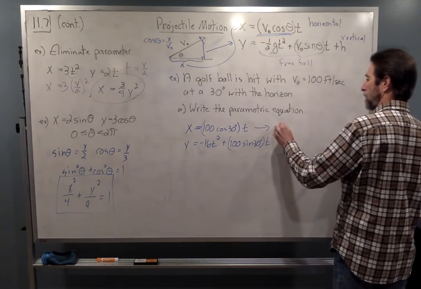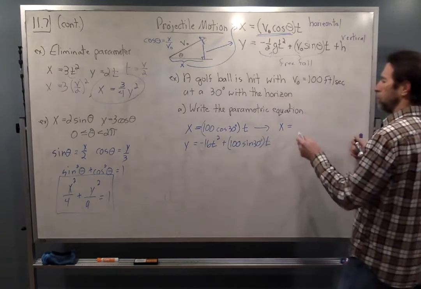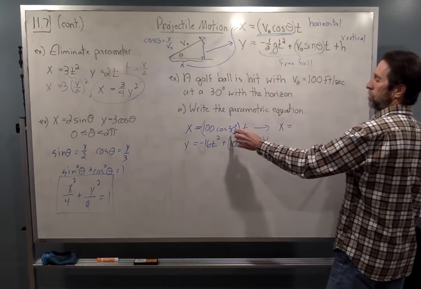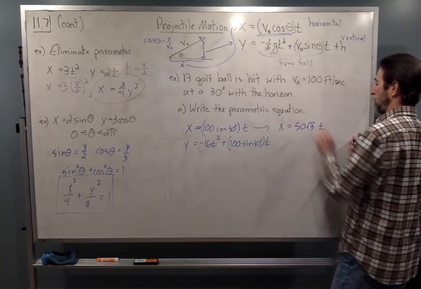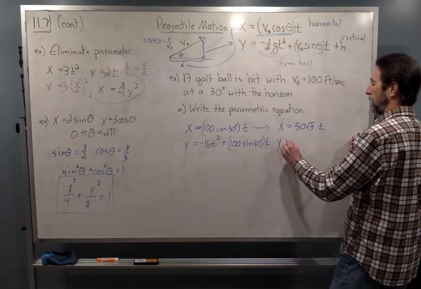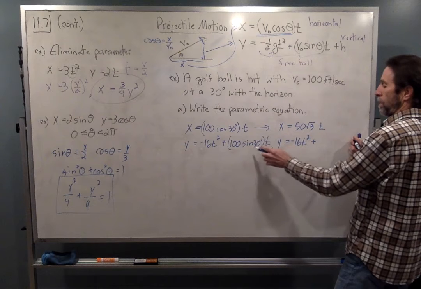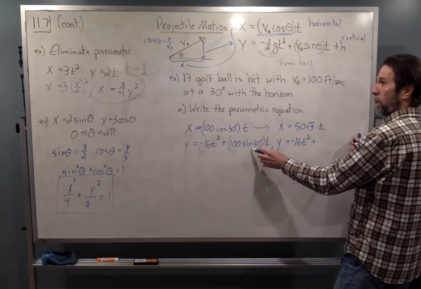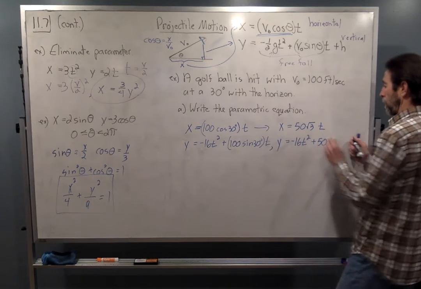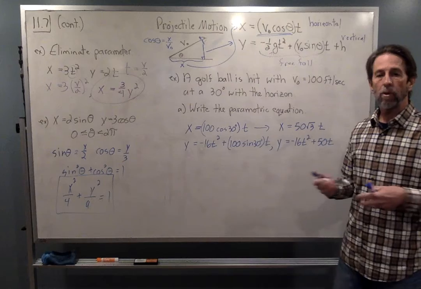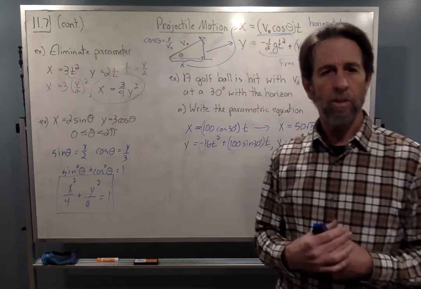Now we could go a little further with this. I could simply make this x equals the cosine of 30, I think, is radical 3 over 2. Is that right? Yeah. So it's going to be 50 radical 3 times t. Whereas the y is going to be negative 16t squared plus sine of 30 is just going to be 1/2. So I get 50t. So now I'm not even going to complete the rest of this example. I just might talk through a few of the key points. And I believe this is in the textbook.